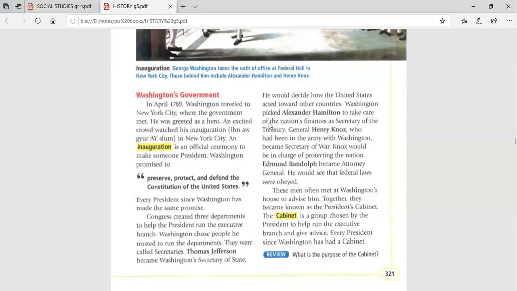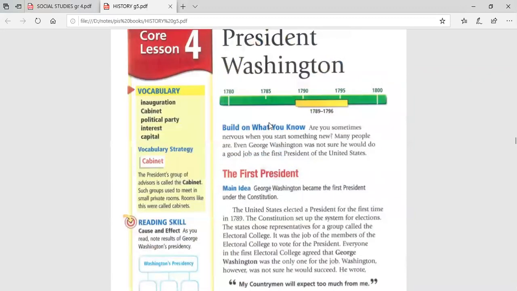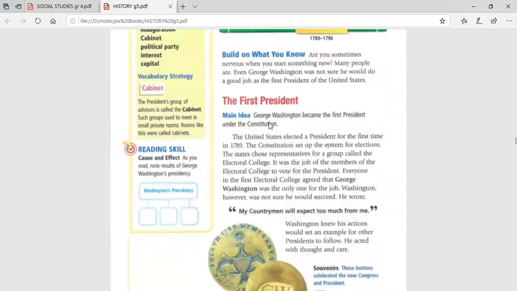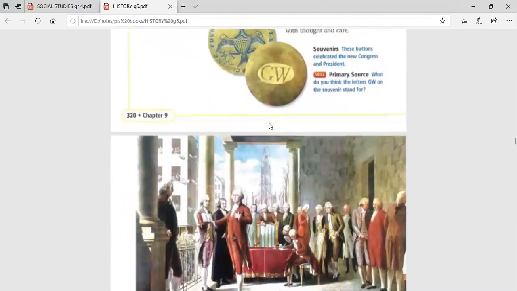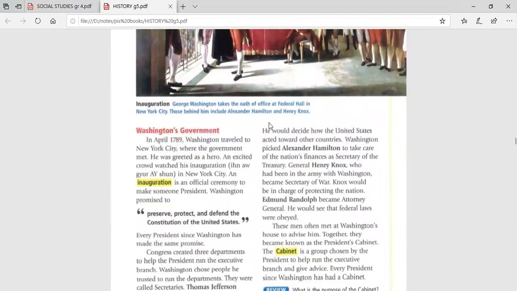So grade 5 today, we're going to continue our lesson. This lesson is chapter 9, lesson 4, President Washington. We talked last session how George Washington was held as President of America. This is during the inauguration, the official ceremony to make someone president.